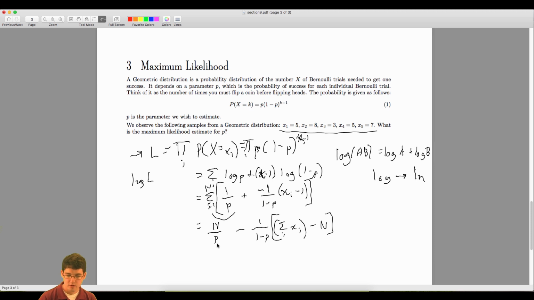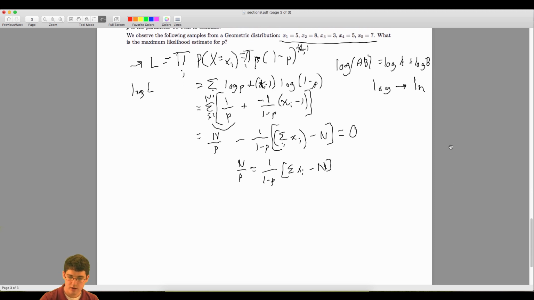Okay, so now this is the derivative. It's a little bit simplified. What do we want to do? Well, we want to find the max, so we're going to set it equal to 0, and in particular, we're going to solve for p. What is the particular value of p that will lead this derivative to be equal to 0? So this tells us that n over p is equal to 1 over 1 minus p times the sum of the xi's minus n.